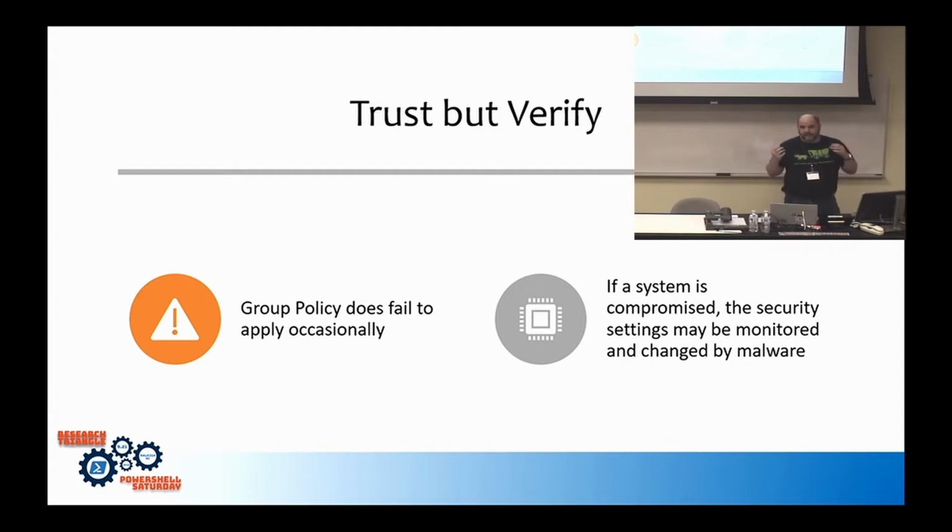Group policy is great, but it's not always successful. Sometimes you have replication issues. You've got one version on one domain controller, one on another, so you're not going to be compliant because of issues like that. The other reason to verify is that if you already have systems that are compromised, the malware on the system may be monitoring for those settings that group policy is changing and reverting them. So even if group policy is resetting them every 15 minutes, the malware will set them back so that it can operate within your environment.